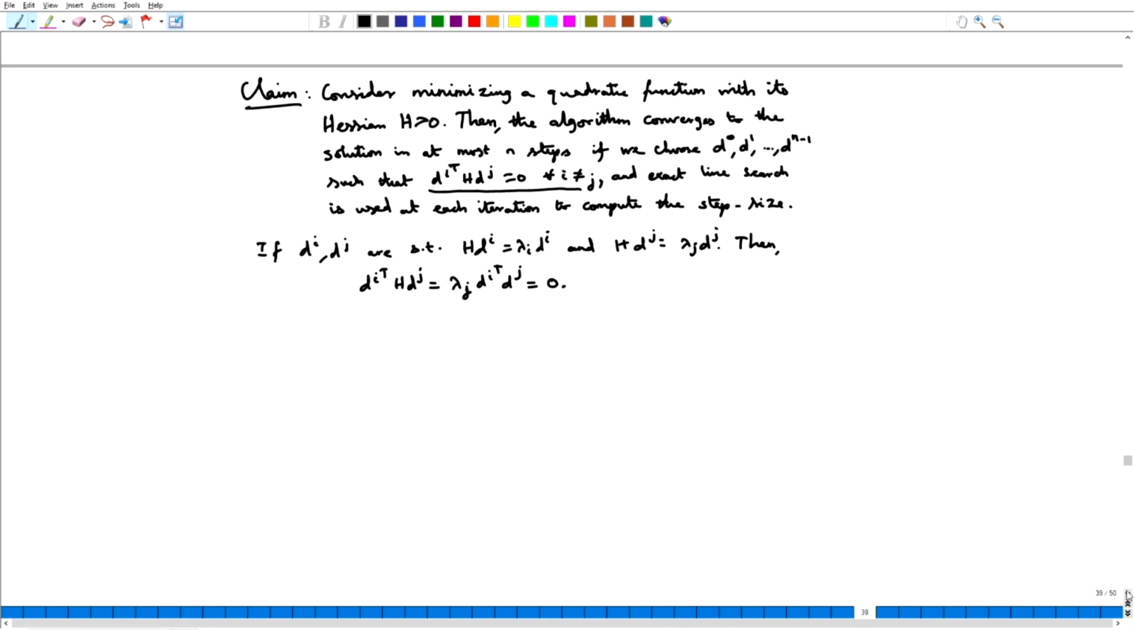Okay. So, I will now discuss a method of coming up with d0, d1, dot dot dn minus 1, and this method was actually given by two people called Fletcher and Reeves. So, we will call this the Fletcher-Reeves algorithm. And before that, when you have these kind of vectors where you have di transpose H dj equal to 0, these vectors are actually called H conjugate vectors.